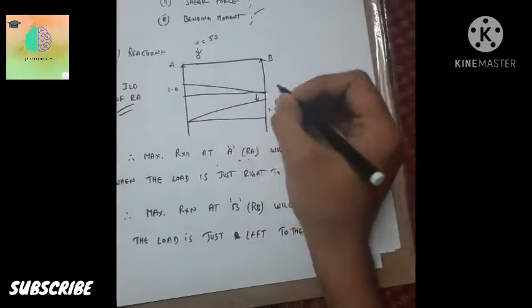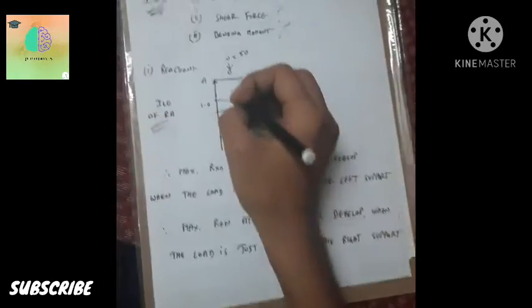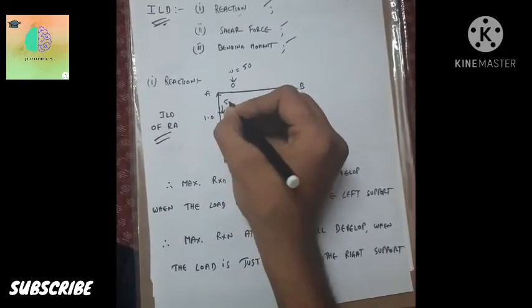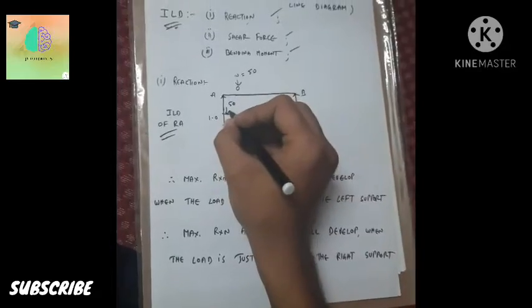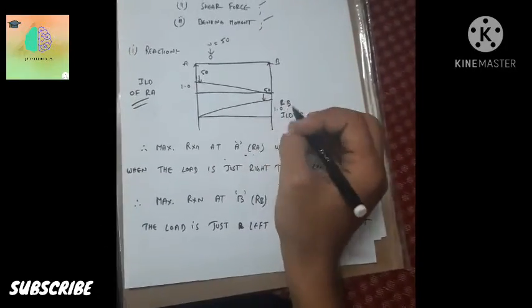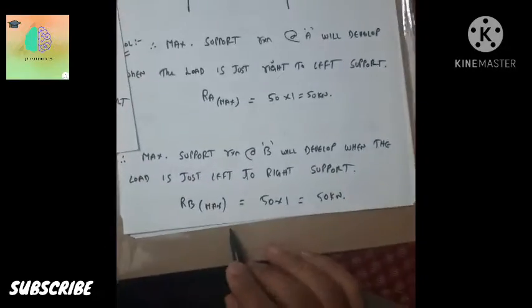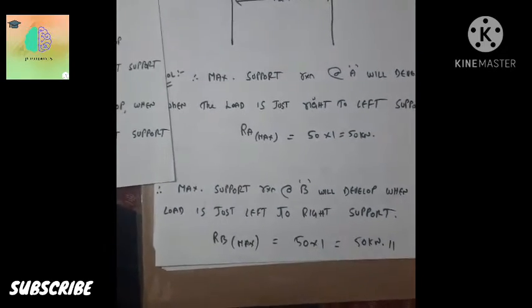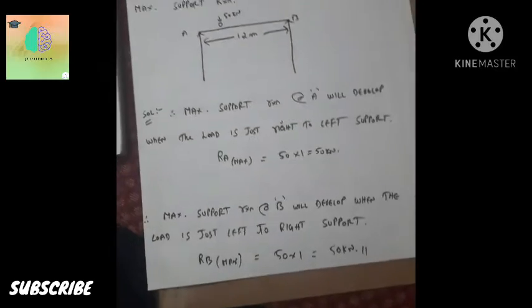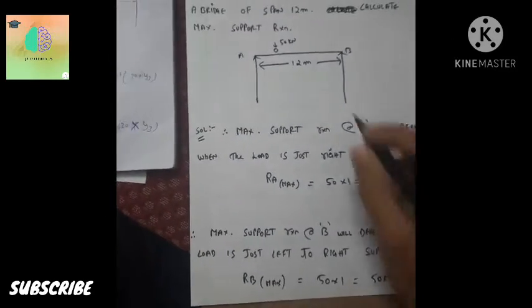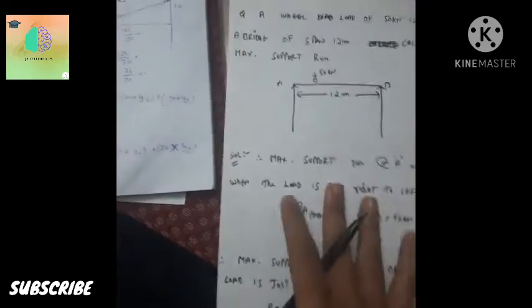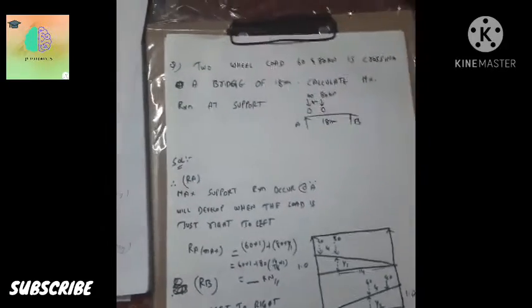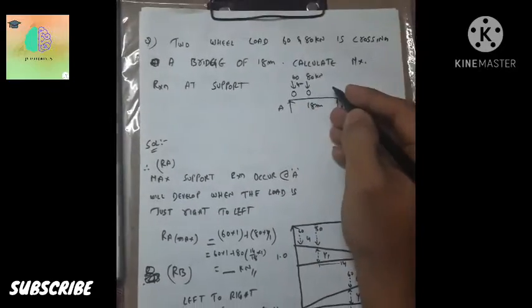Then you have to place this load near this support, and for RA you place the load here, 50 into 1, and for RB, 50 into 1. Then you get RB max 50 into 1, that is 50 kN reaction. Now, that is for a single load. So you can calculate another numerical for multiple loads, that is 60 kN and 80 kN.